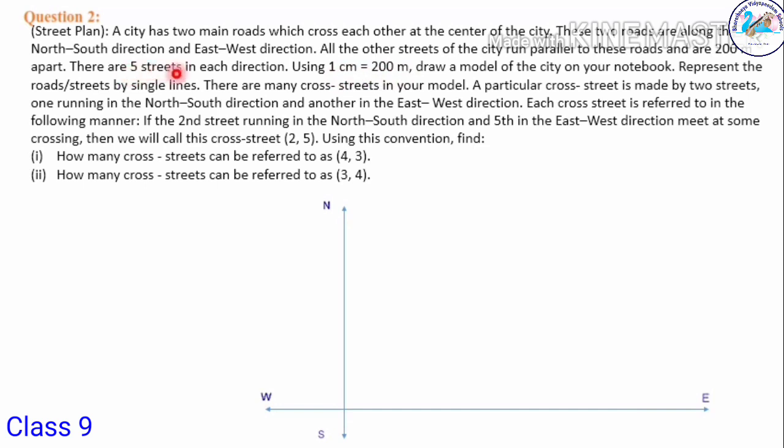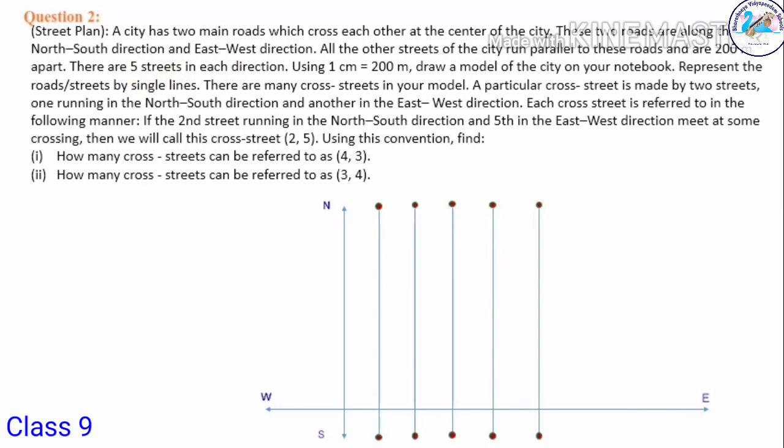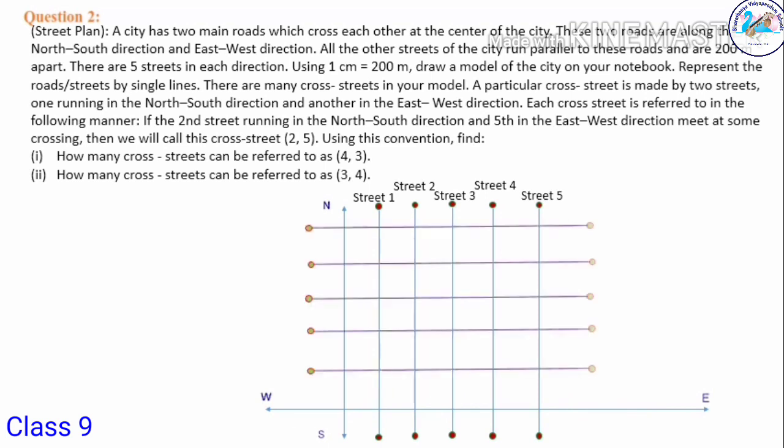So there are 5 streets in each direction. Let's draw these 5 streets which are parallel to the first one, that is the north-south road. Let's mark them as street 1, street 2, street 3, street 4 and street 5. And the other set is parallel to the east-west direction. Again 5 more roads are there. So let's draw this set of roads which are parallel to east-west, and again label them as street 1, street 2, street 3, street 4 and street 5.